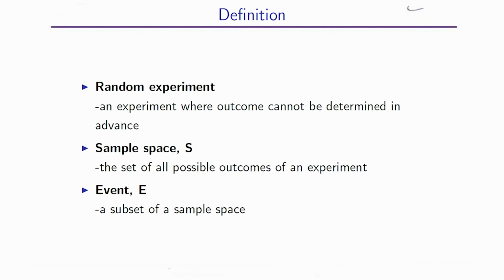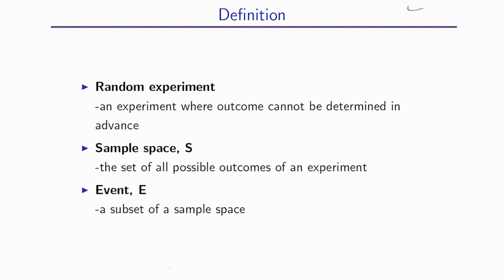Now, let's define three very important elements in probability theory. The first one is called a random experiment. Basically, a random experiment is an experiment whose outcome cannot be determined in advance, meaning something that you don't know ahead of time. And sample space. So think about this.